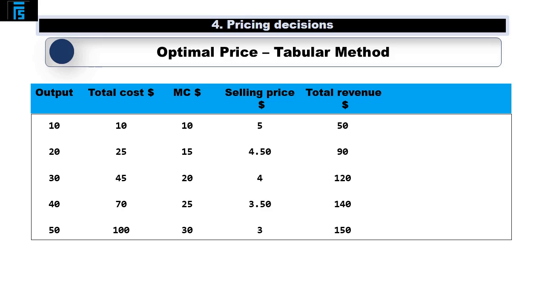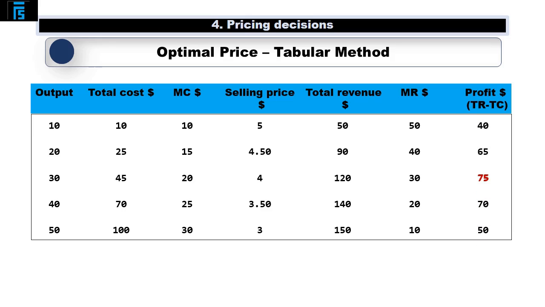In the same way that we calculated the marginal cost, we can then calculate the marginal revenue at each output level. This will be an extra $50 when we sell 10 units, an extra $40 if we then sell 20 units, an extra $30 if we sell 30 units, an extra $20 if we sell 40 units, and an extra $10 if we sell 50 units.